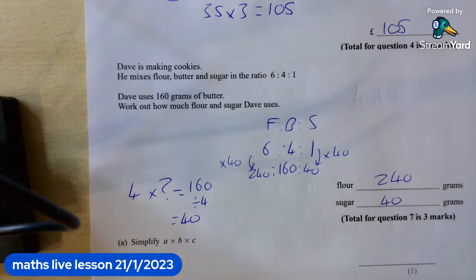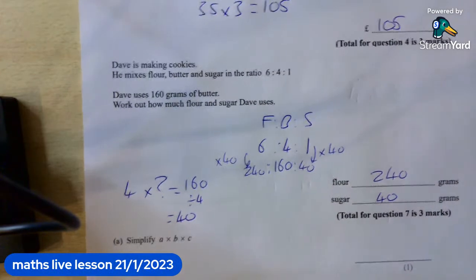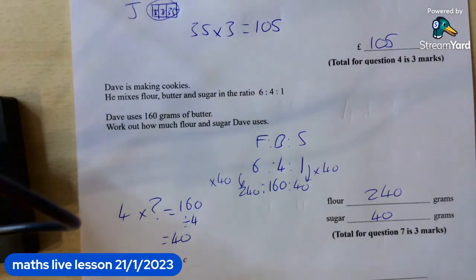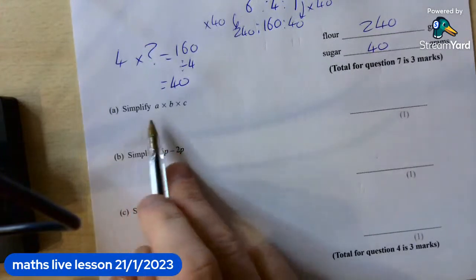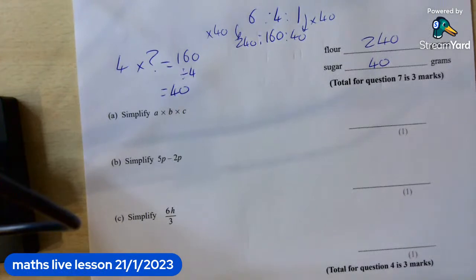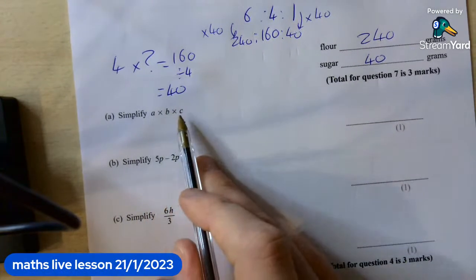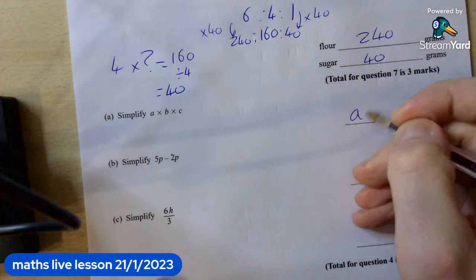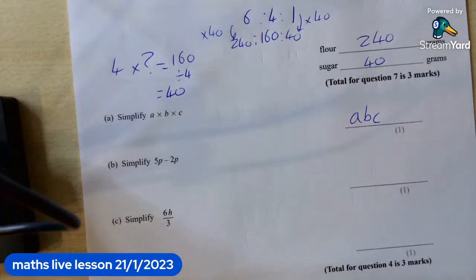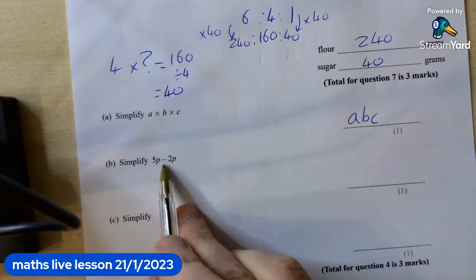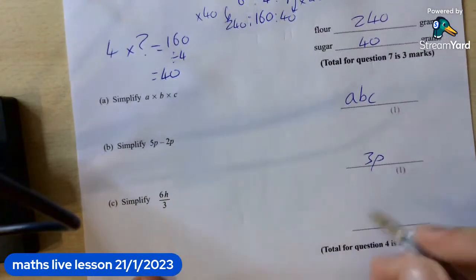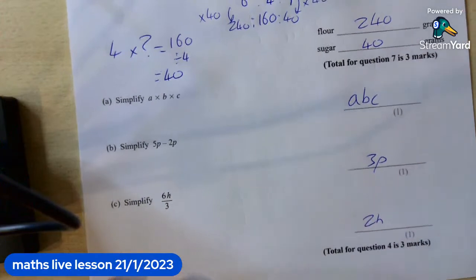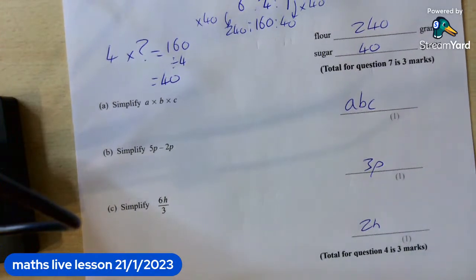Right, next one. So now that's the ratio done, going into algebra now. So here's the algebra. Right, simplify. Because you're not actually working out what A, B, and C are. So simplify. This one's dead easy. You're actually just putting the letters together. So just A, B, C, and that is it. Right, next one. 5p minus 2p, that is just 3p. 6h divided by 3 is just 2h, and that is it. Yeah, quite easy ones. Right, stepping up a bit more.